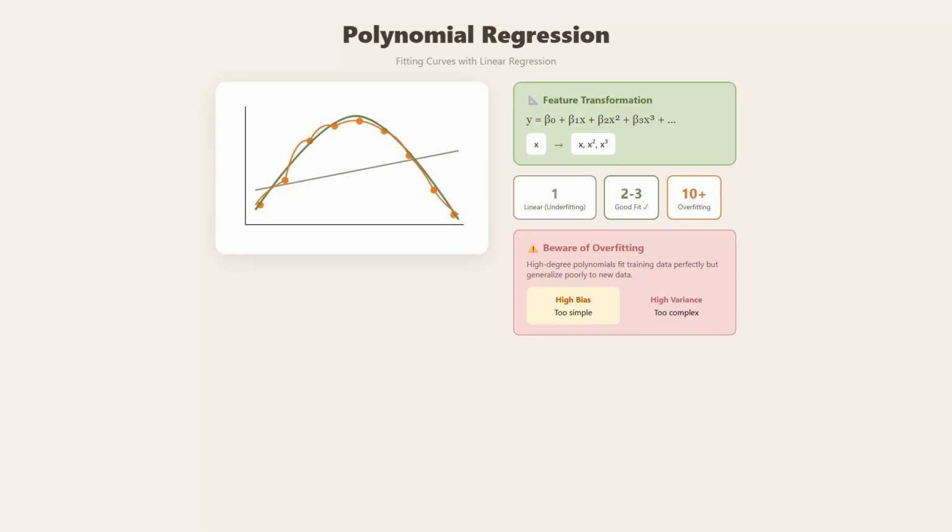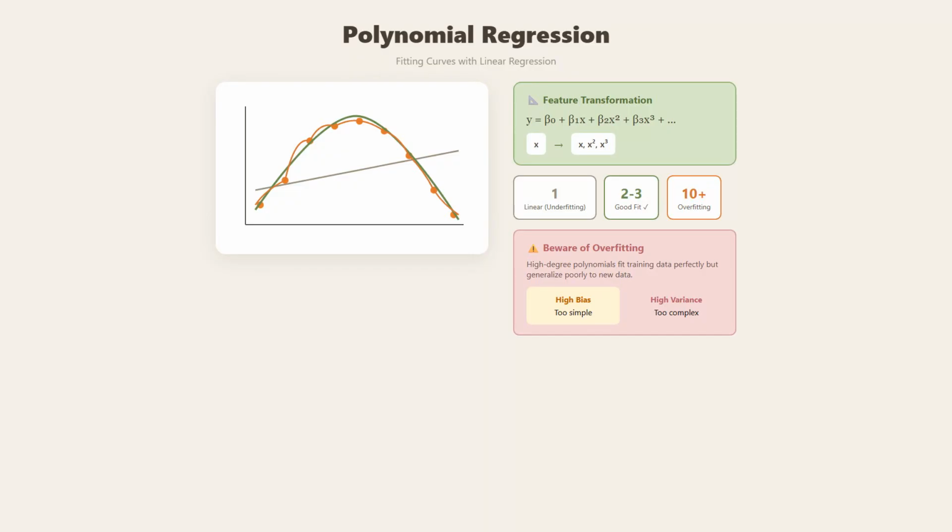Now your model can fit curves. The beauty is that mathematically, this is still linear regression because we're still solving for linear combinations of coefficients. We've just transformed our feature space. A degree 2 polynomial gives you a parabola. Degree 3 adds inflection points. Higher degrees create increasingly wiggly curves.